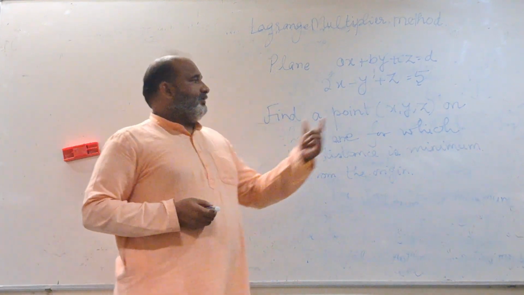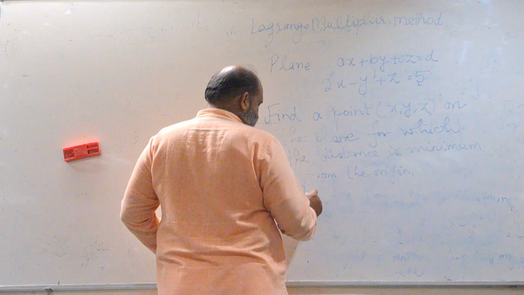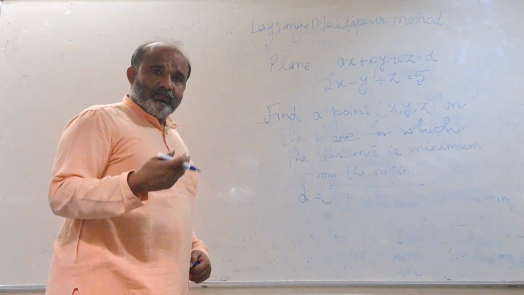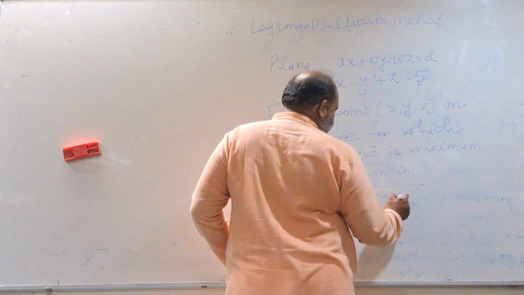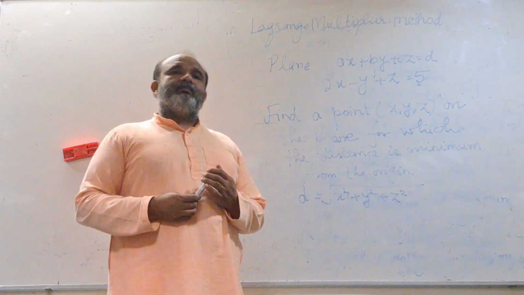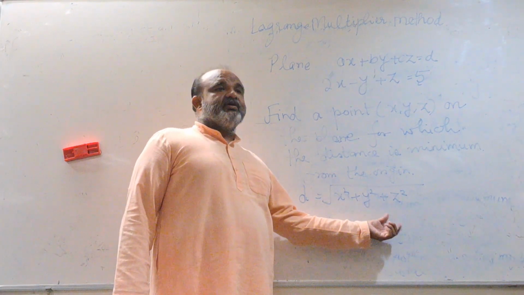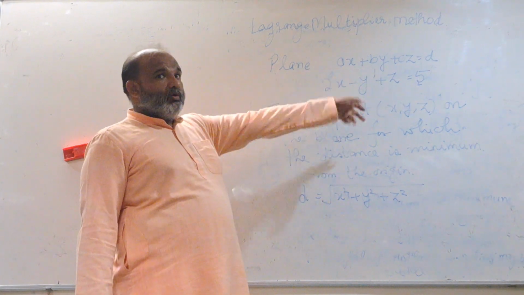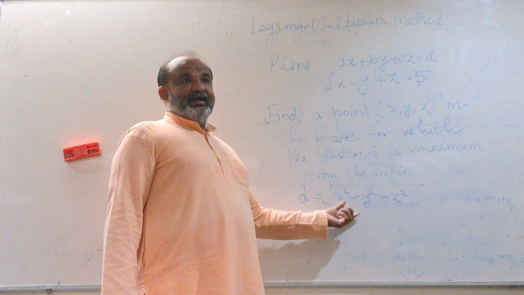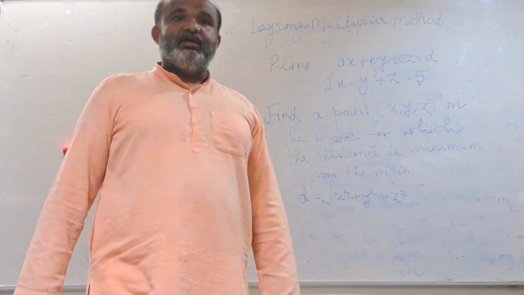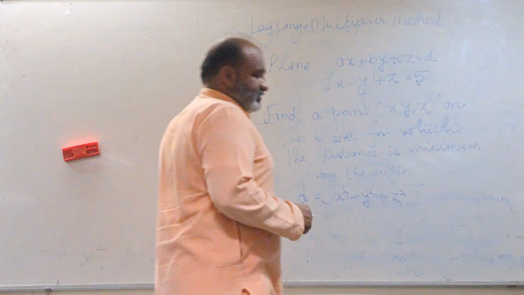Now, if there is some point (x, y, z), then its distance from the origin is given by square root of (x minus 0) whole square plus (y minus 0) whole square plus (z minus 0) square. So this is nothing but the square root of x square plus y square plus z square. Now the distance has to be minimum, so I have to find the minimum of this function. But that minimum point lies on this plane. So I want its minimum, but one condition is also with me, which is given in the form of the equation of a plane. Clear?